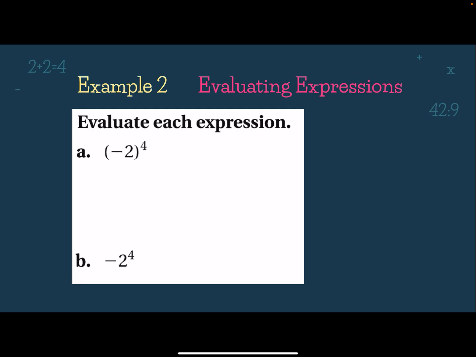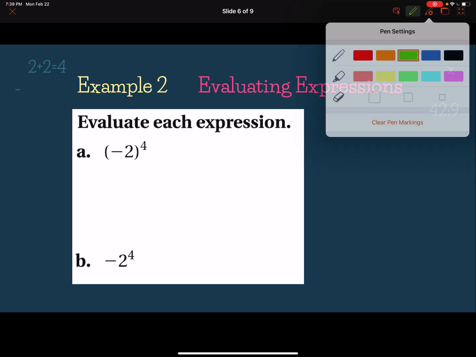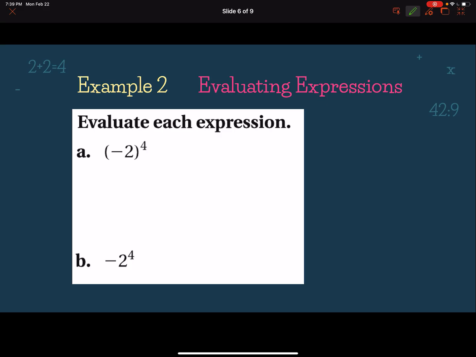Okay, example 2, evaluating expressions. So now we're going to use a calculator and work these out. Now, it's important that we make sure we put it directly into our calculator the way it is written. So on part A, notice I have a -2 as my base. So the repeated multiplication would be -2 times -2 times -2 times -2. Now you're going to put that directly into your calculator just as it is with parentheses.